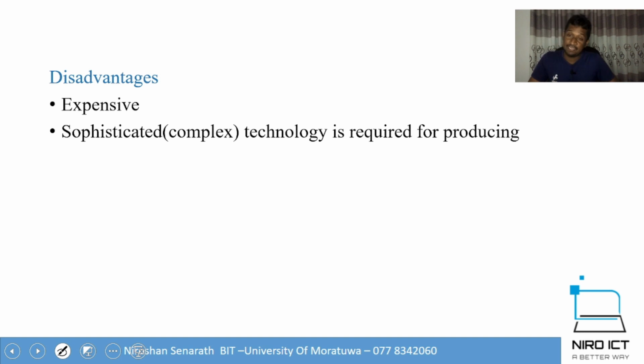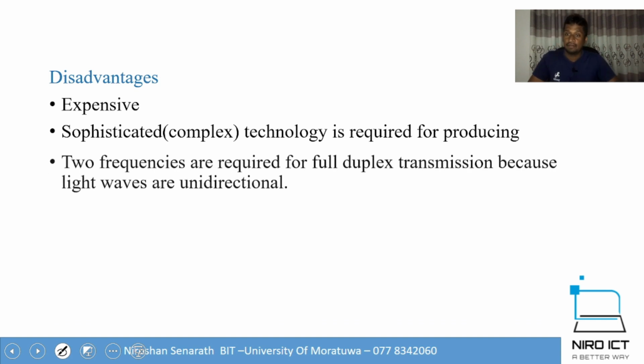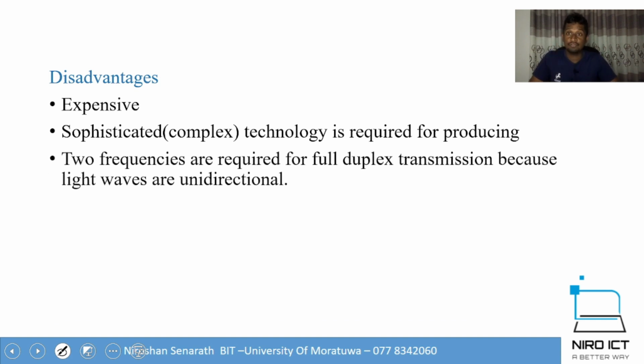And complex technology is used to produce these types of glass cladding with the fiber optics. Right? The frequencies, then you have to do the transmission in both directions at the same time, that is called full duplex transmission. If you want to do full duplex transmission by using fiber optics, then you have to use two frequencies, otherwise it cannot occur. That's also a disadvantage.